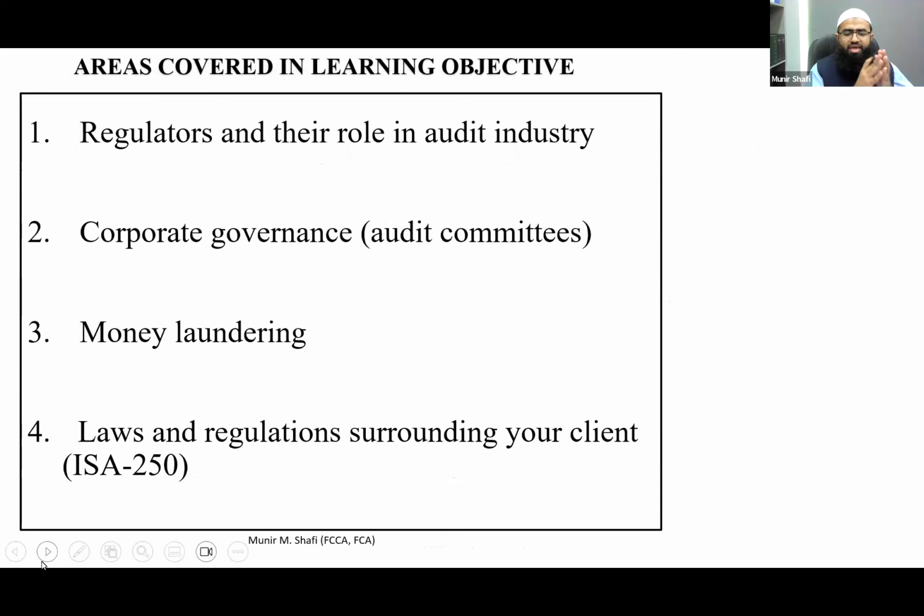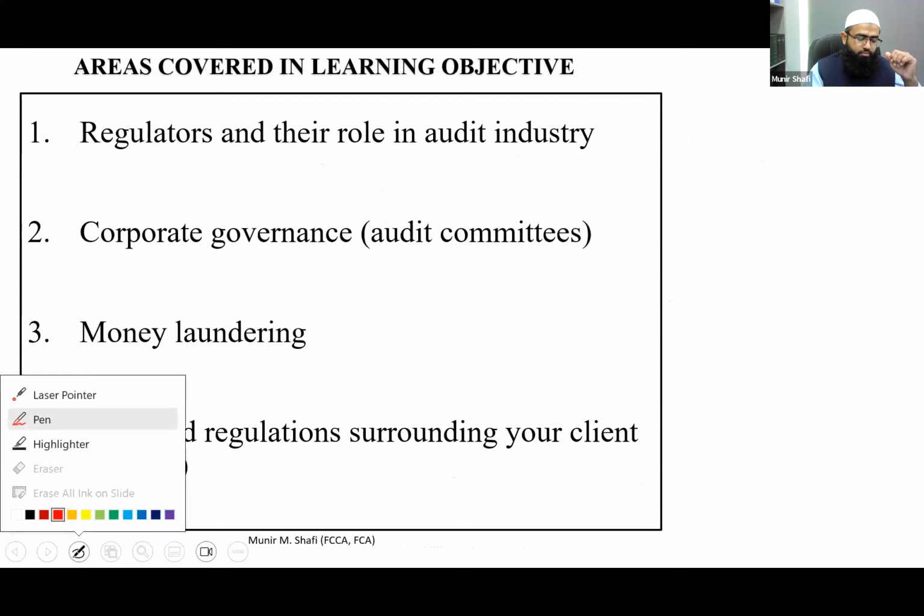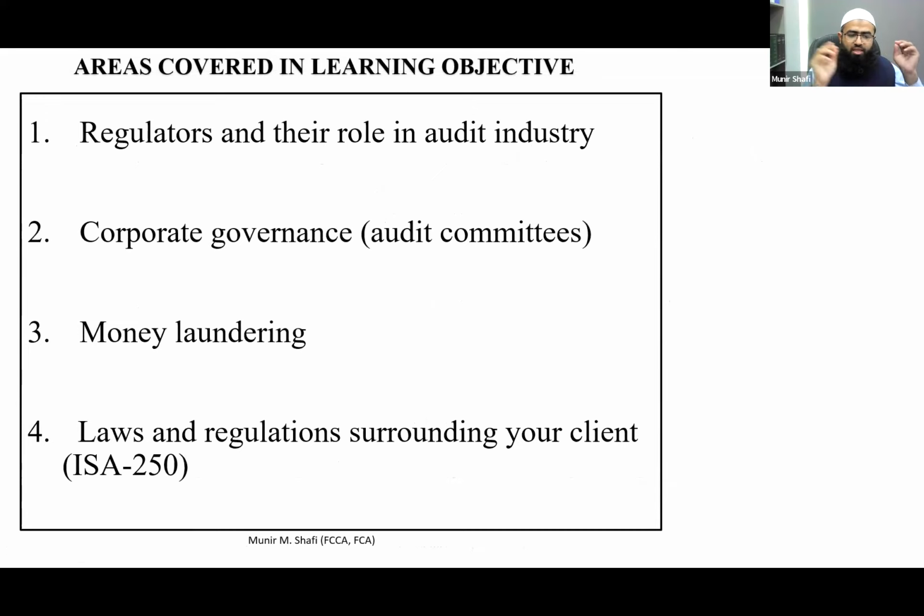So what are the areas covered in this learning objective? First of all, we'll be discussing audit regulators and their role in the audit industry. Even before that, we will be discussing what an audit is. We'll start from the very basic concept. What is an audit? Then we'll discuss the importance of regulations in the audit industry. Who are the audit regulators? What role do they play? Why is there a need for audit regulators to intervene?